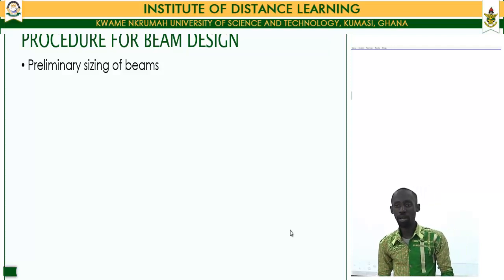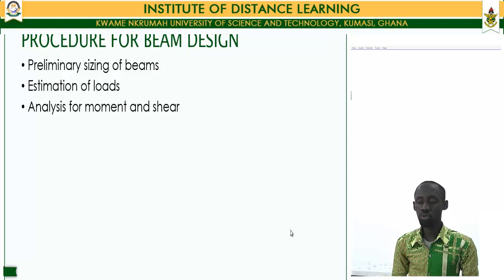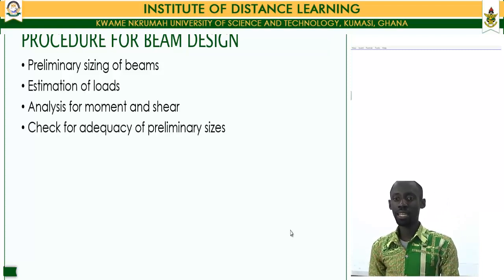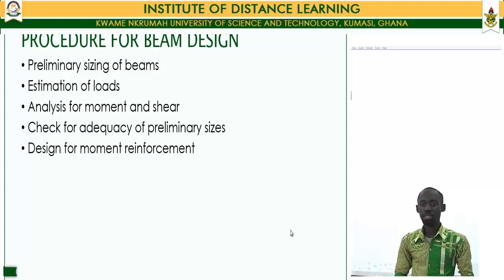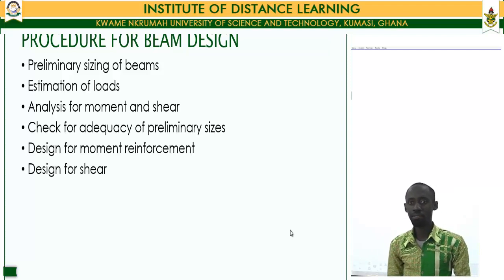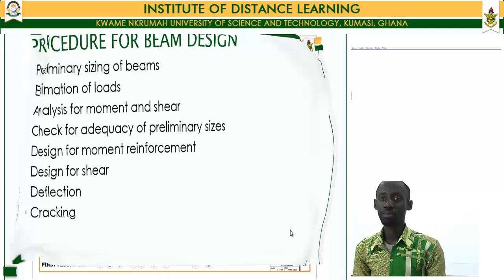One, we'll look at our preliminary sizing. We'll move ahead and do our estimation of our loads. We'll do an analysis of the moment and the shear. Check for adequacy of the preliminary sizes that we came out with. Design for moment reinforcement. Design for shear. Do a deflection check and a crack check.